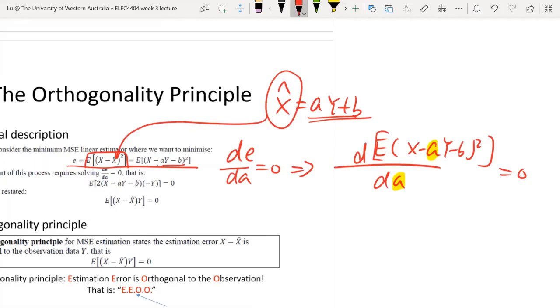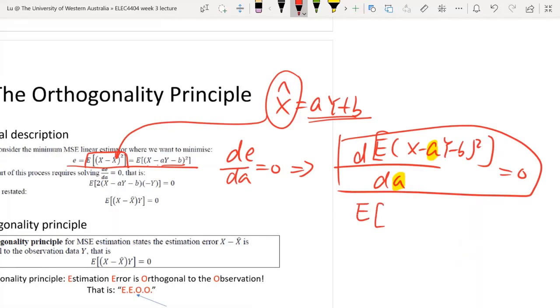So this derivative equal to 0 can be converted to the expectation of, because it's a square relationship, so we move 2 here, 2 times x minus ay minus b, to the power of 2 minus 1. And then multiply, because our focus is the a, and this a has one coefficient, negative y. So you have negative y given here. We want that to be 0.